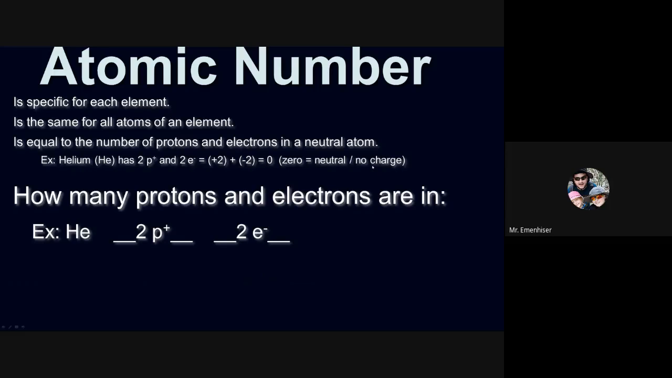Protons and electrons cancel out, so nobody wins the tug of war. So if nobody wins the tug of war, then you have no charge. And that's the case for most atoms. Most of the atoms around you have no charge. Okay? And then I've got some other examples that we'll do in class together.